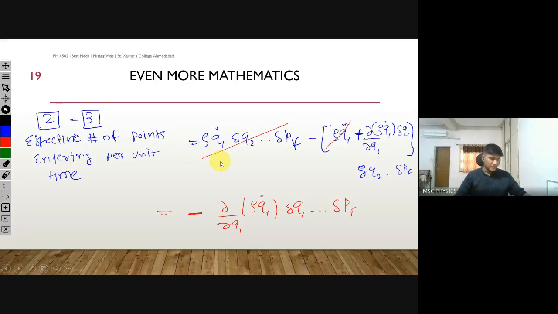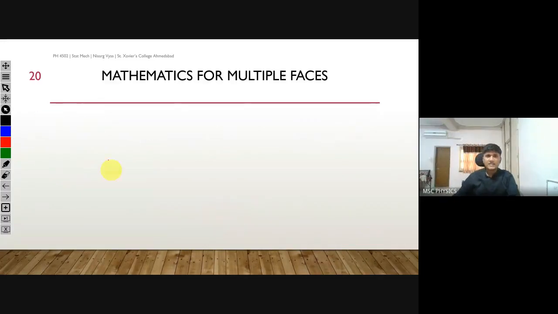So even more mathematics was over, and this whole calculation we did it for one surface only, which was Q1 and Q1 plus delta Q1. Now there are so many surfaces onto this phase space diagram. Just as an example, there was another surface for P1 and P1 plus delta P1. You can do the same mathematics.